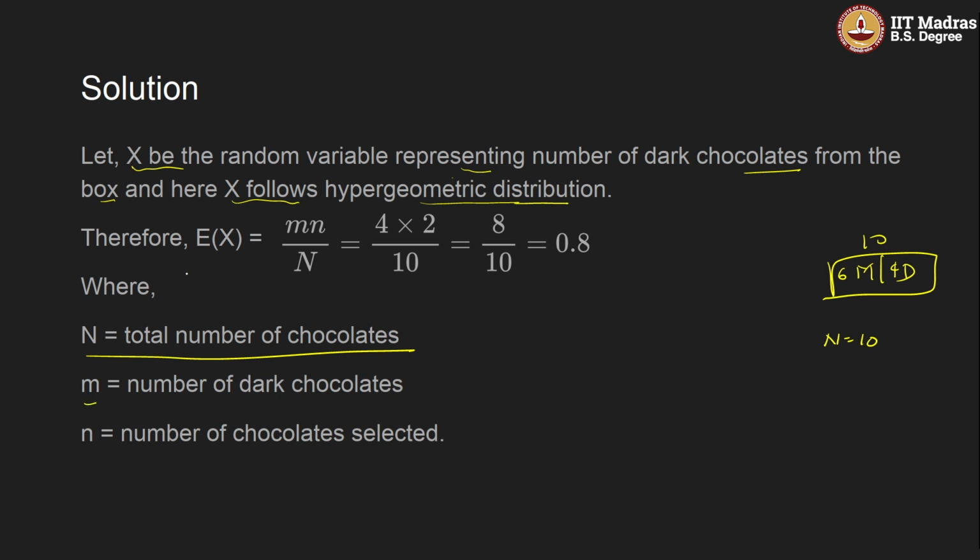Since here the random variable x is representing the number of dark chocolates, m will be the total number of dark chocolates in the population. So m will be equal to 4. And n represents the number of chocolates selected. Here we are selecting 2 chocolates, so n will be equal to 2. So now we will put all the values in this formula and we will get the value of expectation of x, which is 0.8 here.